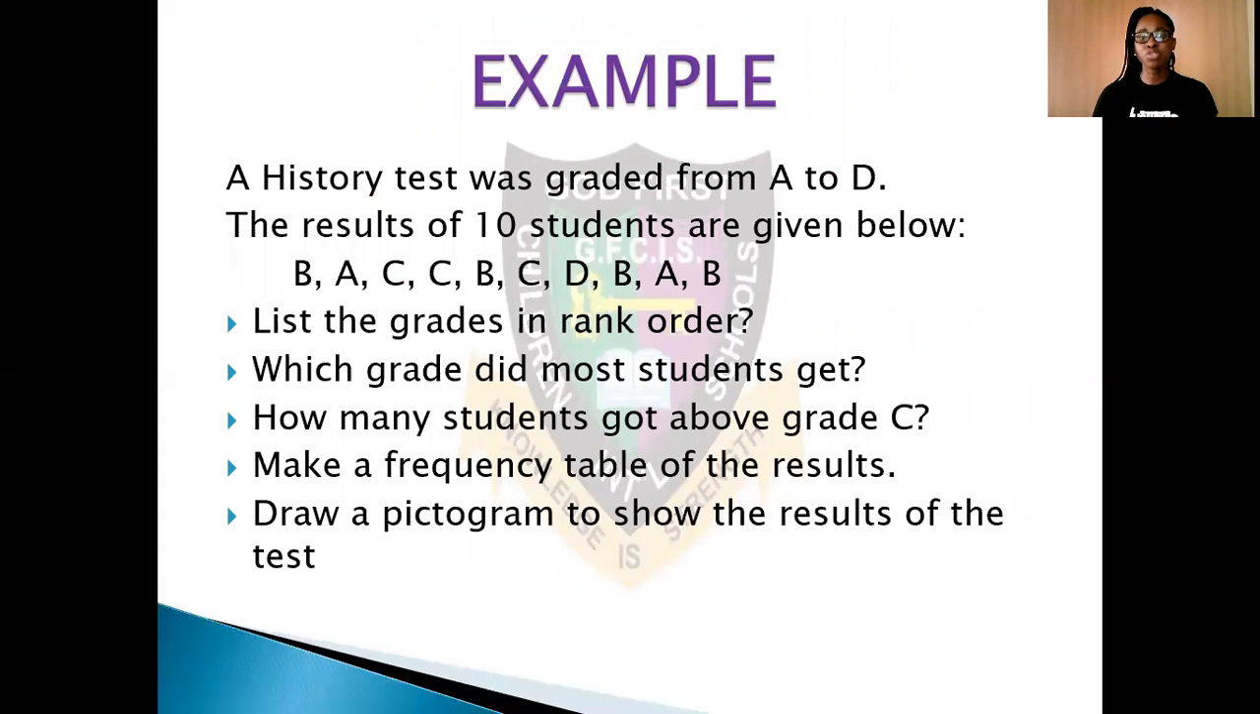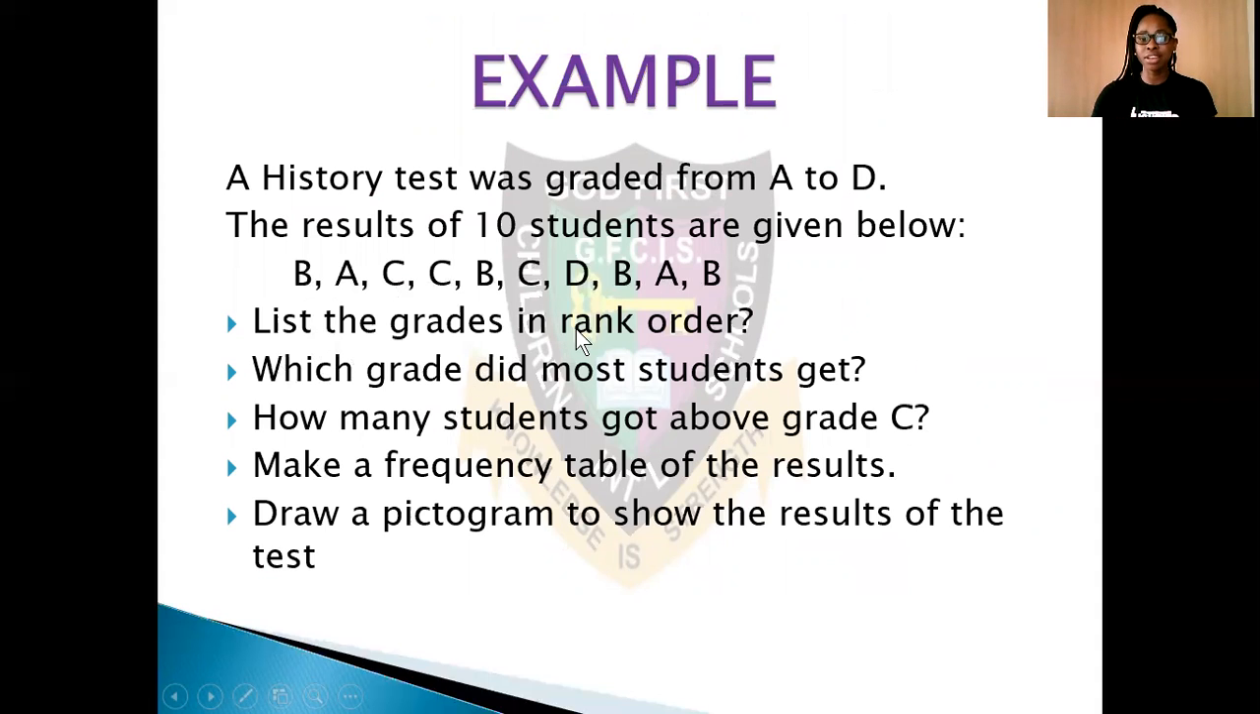Example: a history test was graded from A to D, and the result of 10 students is given below. The 10 students have these scores: B, A, C, C, B, C, D, B, A, B. And we have questions below.